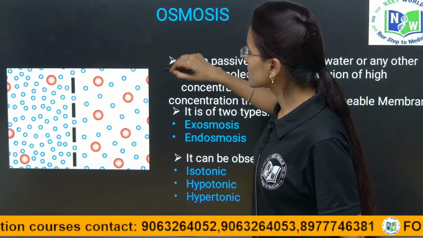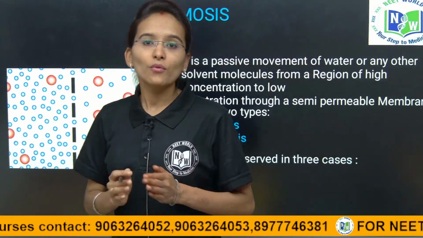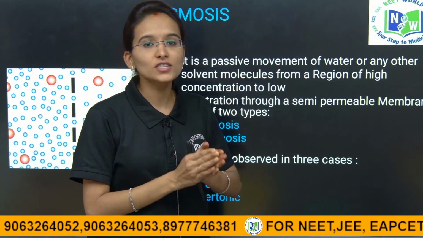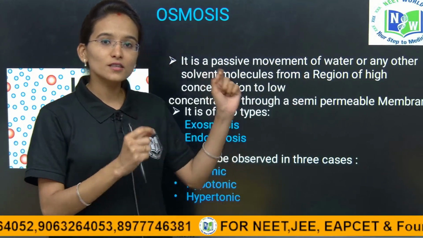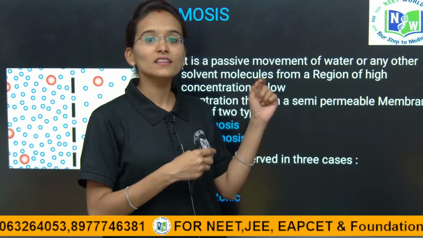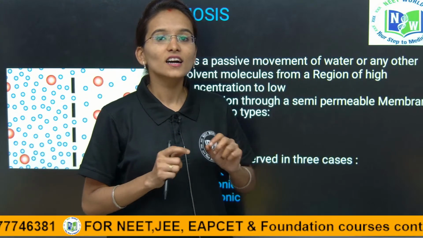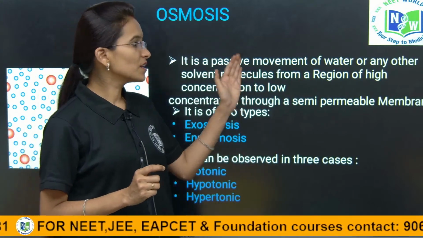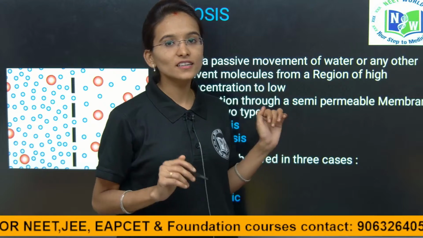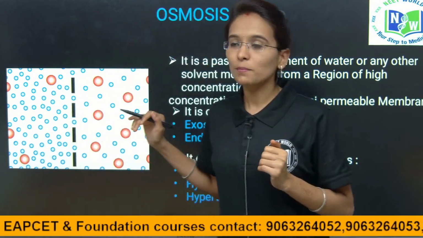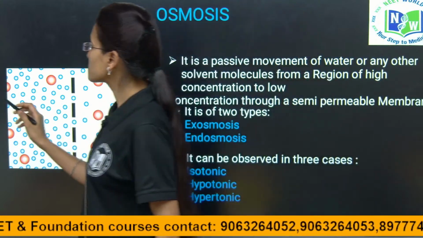Next we are going to discuss one more method of transport mechanism in the plasma membrane. Diffusion is completed. We have discussed diffusion, active transport, and passive transport. In passive transport we have discussed simple diffusion and facilitated diffusion. Now there is one more type of transport mechanism, called osmosis.